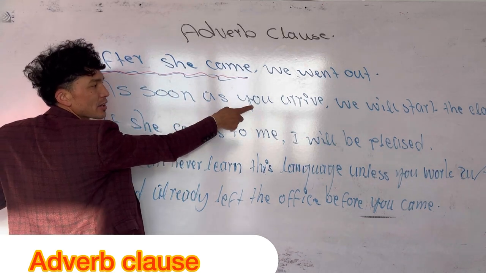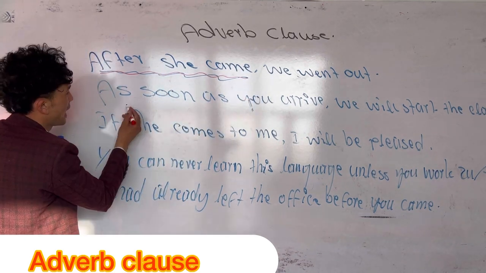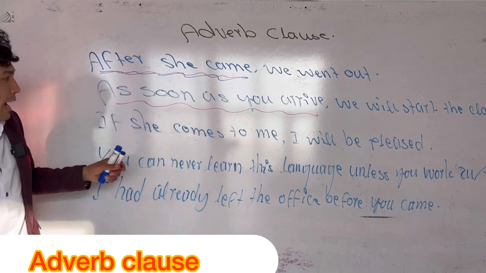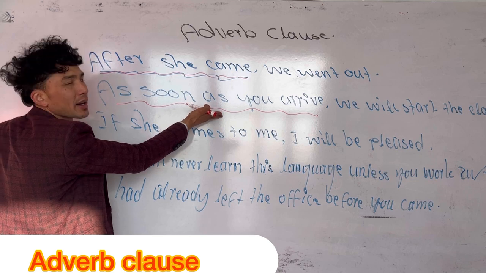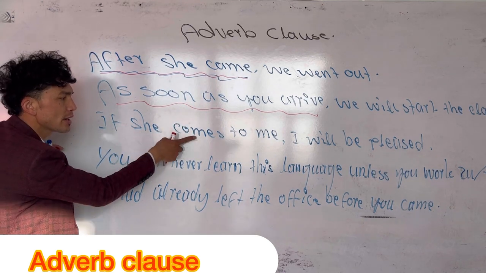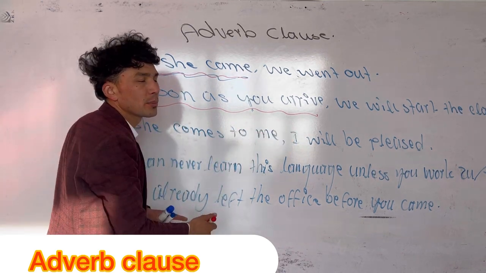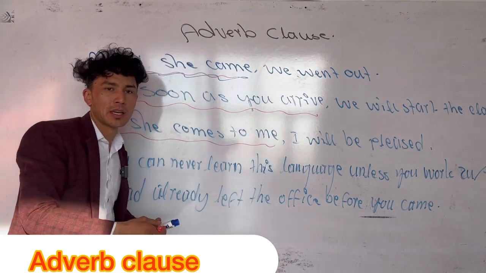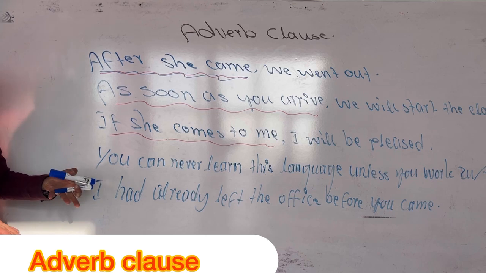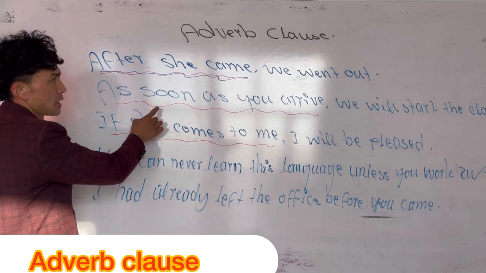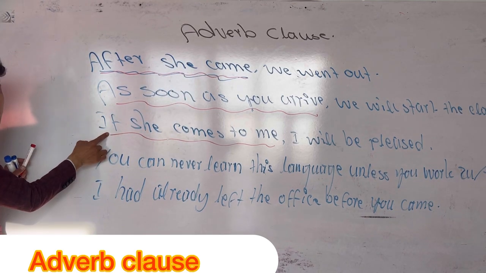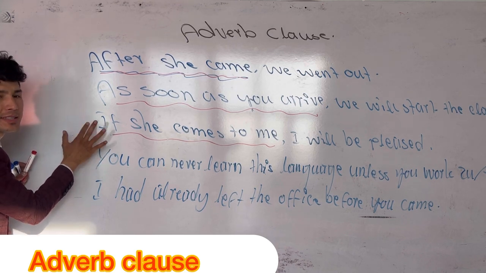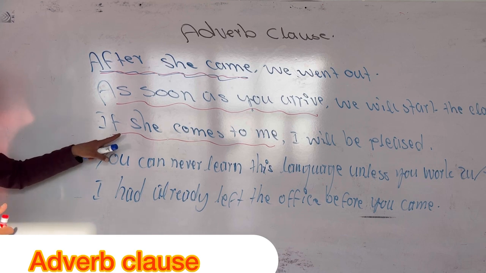As soon as you arrive, time. As soon as you arrive, we will start the class. Adverb class shows when an action happens. If she comes to me, I will be pleased. Which part do you think is adverb class? If she comes to me, because it itself cannot stand alone and cannot give a complete thought, we say that this is adverb class. And second, we know this is adverb class because it starts with what? Subordinating conjunction if, which shows condition.